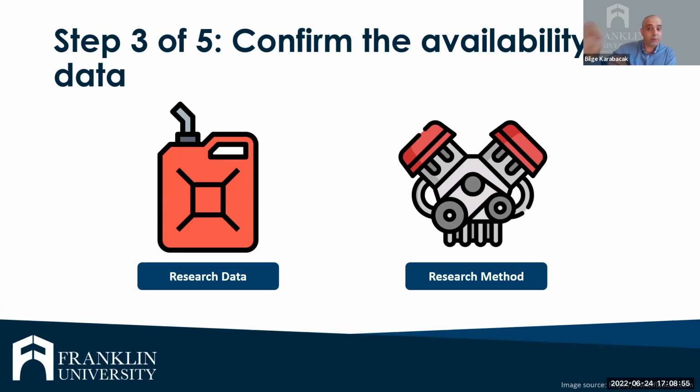Step 4 is the next step, about choosing a research method. So step 3 and step 4 can be swapped. I mean, you may select a research method first, but in my experience, starting with data and checking the availability of data first is a more reasonable approach, because data is a more scarce resource than research methods.